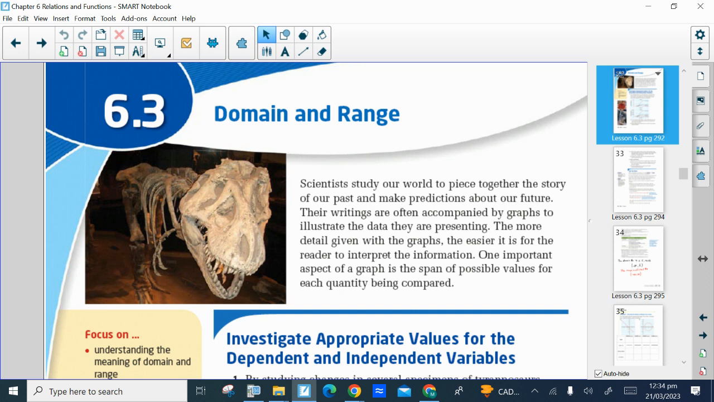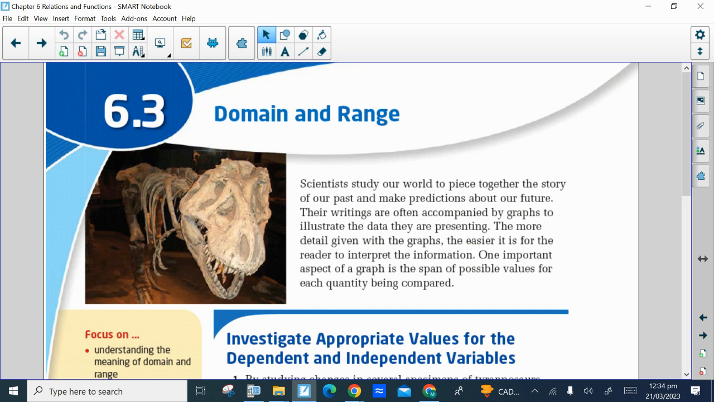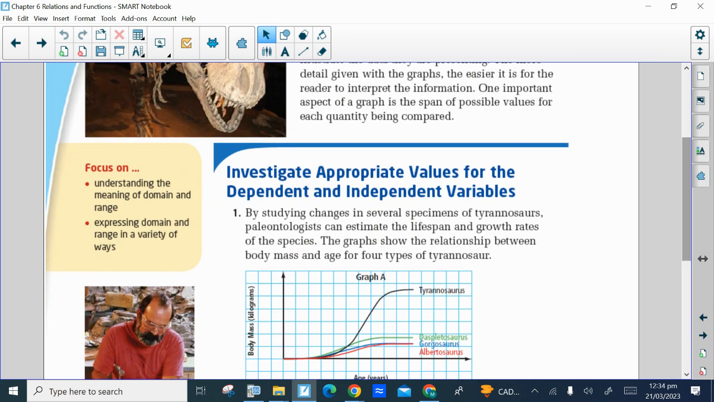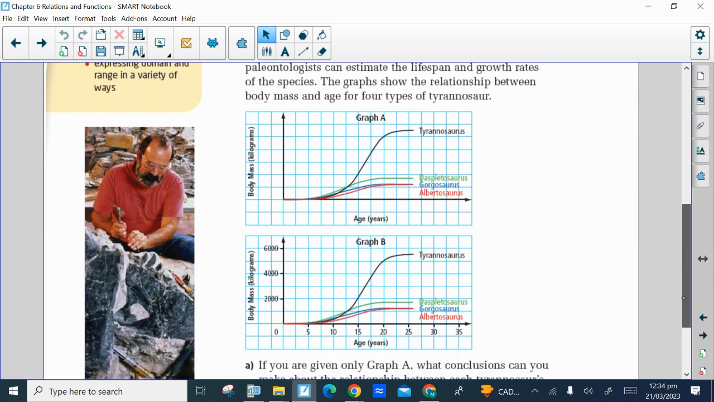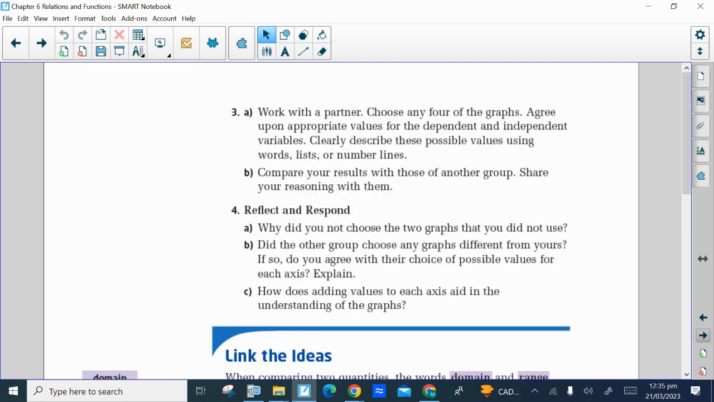So 6.3, we're talking about domain and range. So we're going to understand the meaning of domain and range and see the different ways that we can be expressing the domain and range of a function.